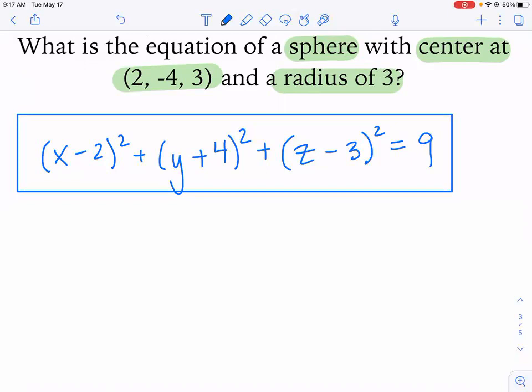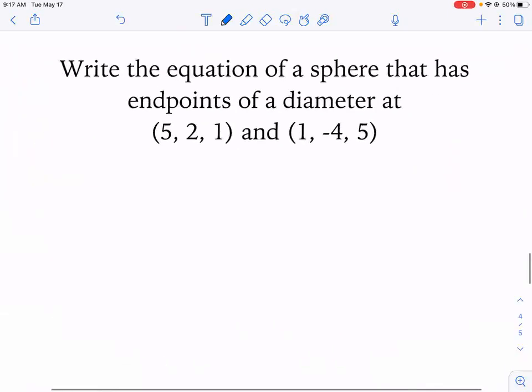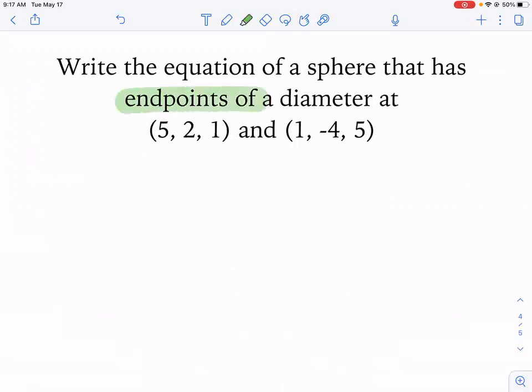Okay, so I'm going to show you two different types of problems that would be more like what you would see on your test. Here's the first one. We have endpoints of a diameter at (5, 2, 1) and (1, -4, 5). And what is the midpoint going to give us?